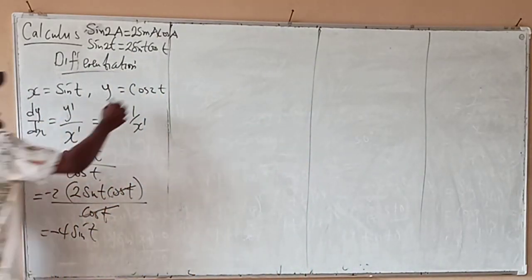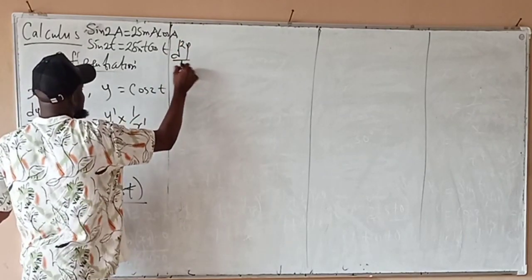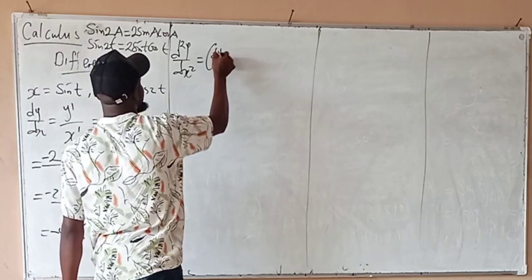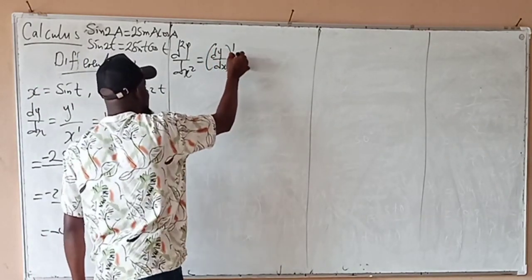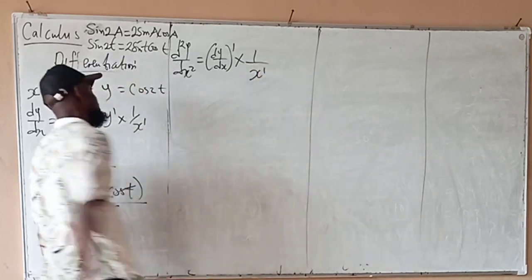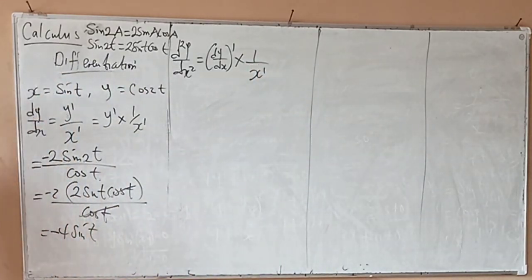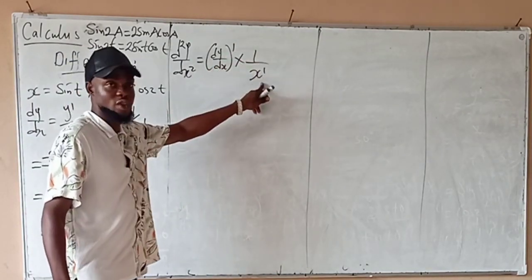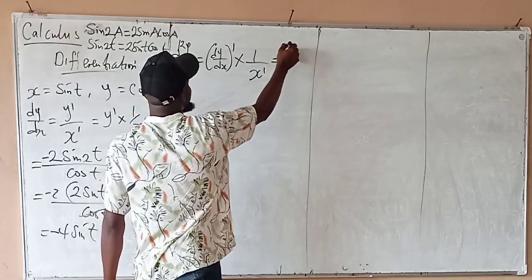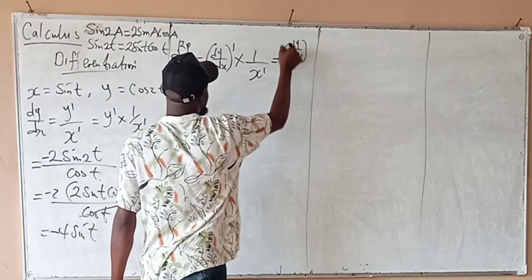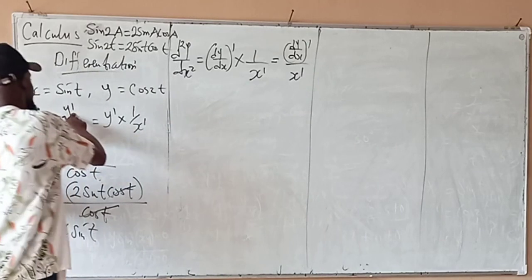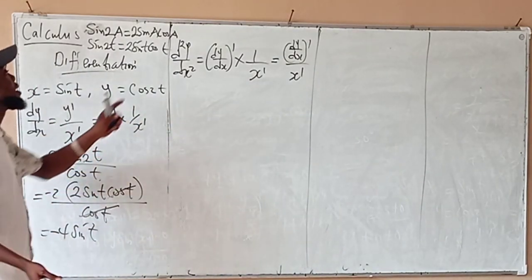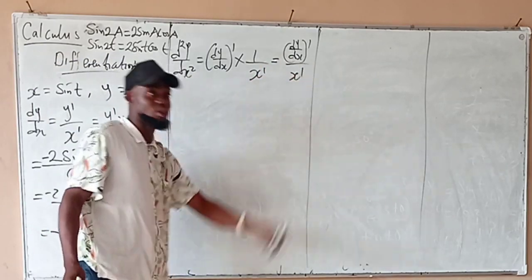Now, what about d squared y over dx squared? This will be equal to the differentiation of dy over dx times 1 over the derivative of x. This is how you get d squared y over dx squared. Differentiation of dy over dx times 1 over the derivative of x, or you just say the differentiation of dy over dx, divided by the derivative of x.